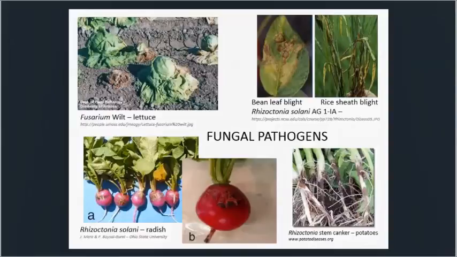On the Rhizoctonia type of plants on the right-hand side, these are the most common symptoms of damping off and root rot. They can cause rotting of storage organs and foliage blights or spots, especially near the ground.